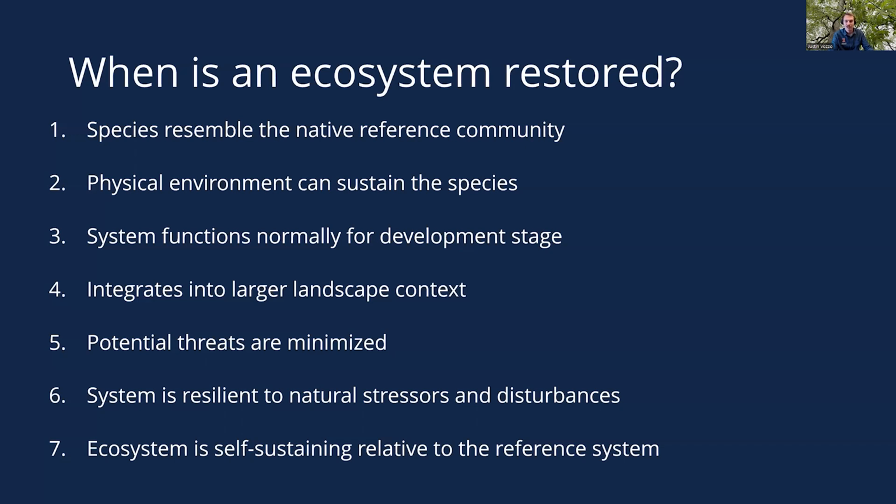You have a physical environment that sustains the species of interest that you have. You have a system that functions normally for the stage that it is in. It's part of a larger landscape context with minimized threats, and it's resilient to natural stressors and disturbances, which are some things that we might actually want to incorporate in our ecosystem restoration projects. And then it's self-sustaining for the level of the reference ecosystem that we choose moving forward.